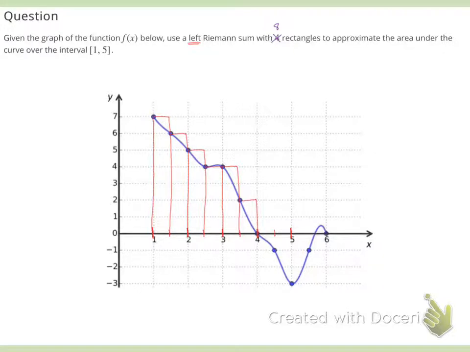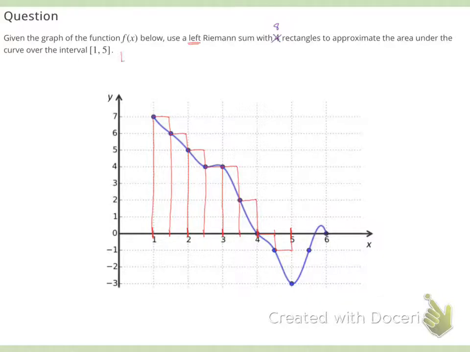Well, at 4 it's 0, which means that this rectangle does not have any height. And then the next rectangle is at 4.5, which goes below the x-axis. So we now want to find the area of each one of these.